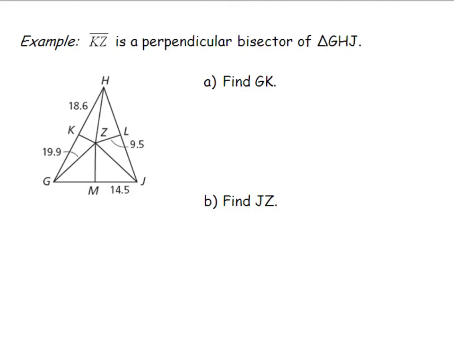In this example, they're telling you that KZ is a perpendicular bisector for my triangle GHJ. What I would like for you to do is try to find out the distance for GK and the distance for JZ. So take a look at the diagram, try to figure those two out for me, pause it at this point in time, and when you're set and ready to see what I've got for answers, go ahead and start the video up again.